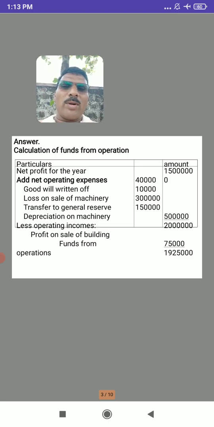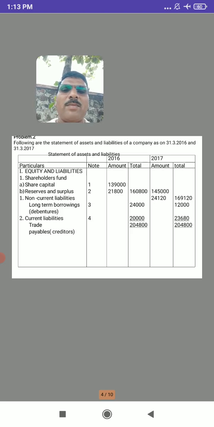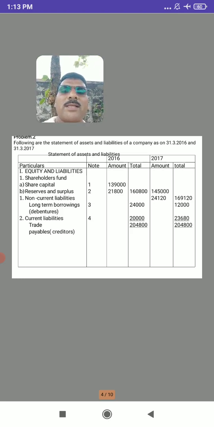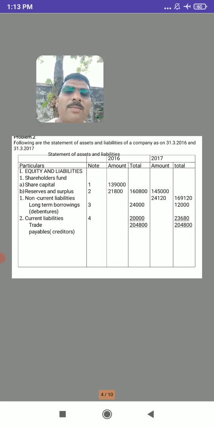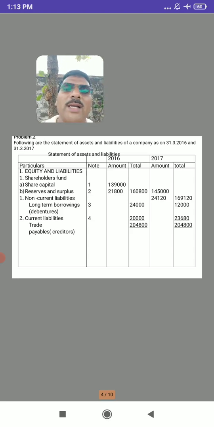So this is one problem. When we take a second problem, this is for 15 marks. The following is the statement of assets and liabilities of the company as on 31/3/2016 and 17. So here, I told you already.